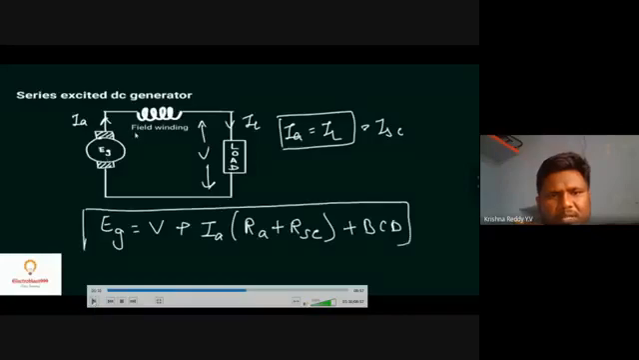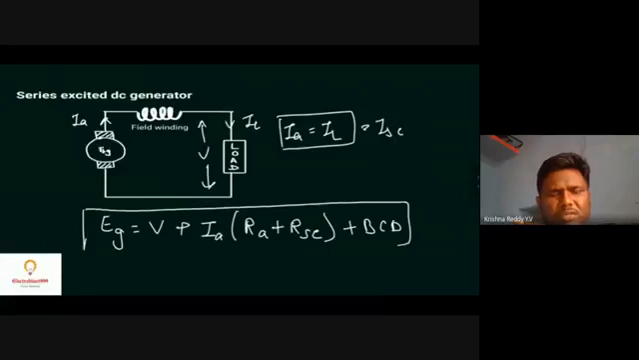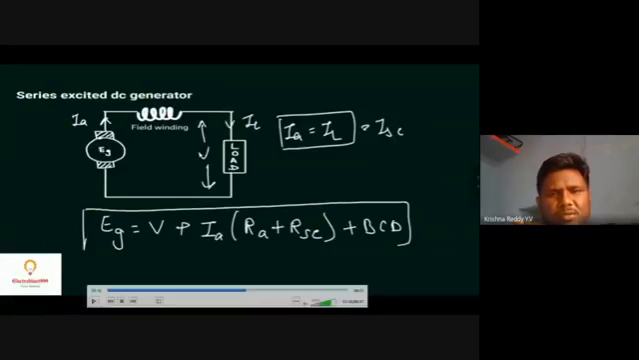By applying KVL to this loop, we get induced EMF is equal to V plus armature resistance drop plus series field winding resistance drop plus brush contact drop. Here we are using two brushes, that's why we add the brush contact drop.